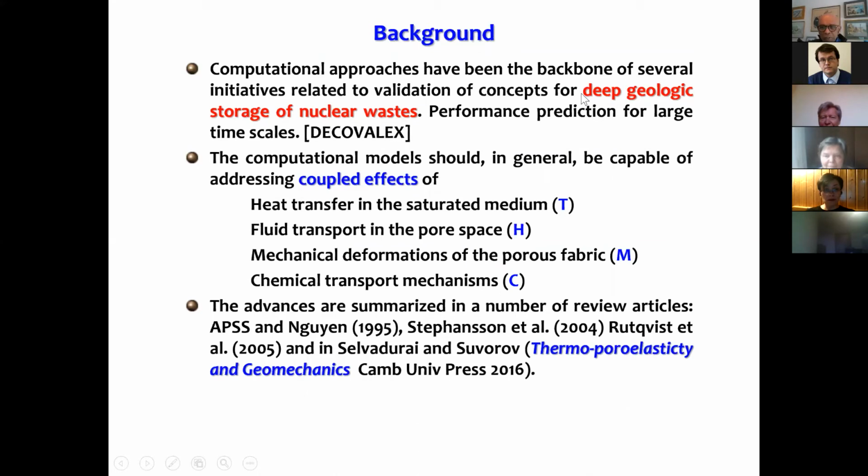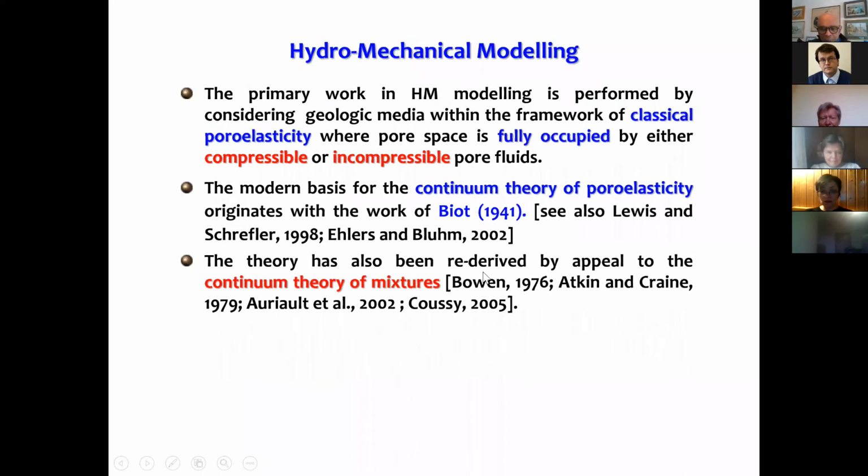One of my other interests is really nuclear waste disposal, and the nuclear waste disposal effects require that you take into account heat transfer in the medium, fluid transport in the pore space, mechanical deformations of the porous fabrics, albeit small ones as well, and some chemical transport is also important. So these are things that I think one can study, but I will exclude the chemical transport for the time being, just to give a brief illustration of what the hydromechanical modeling is.